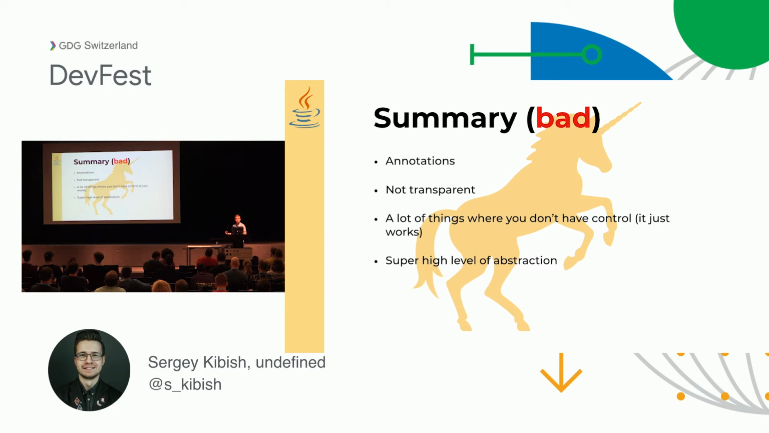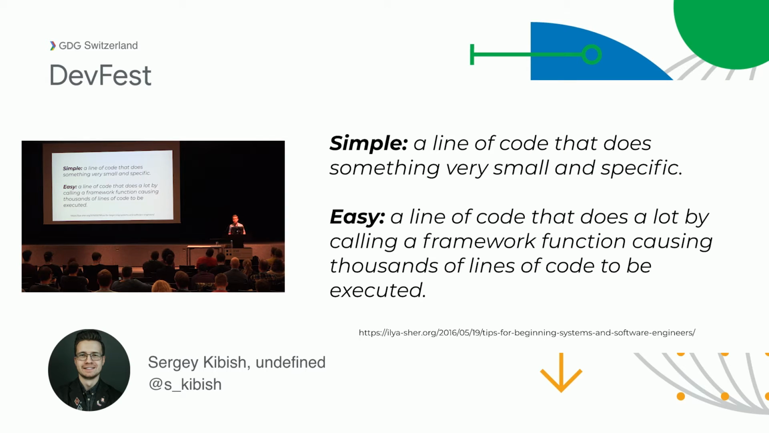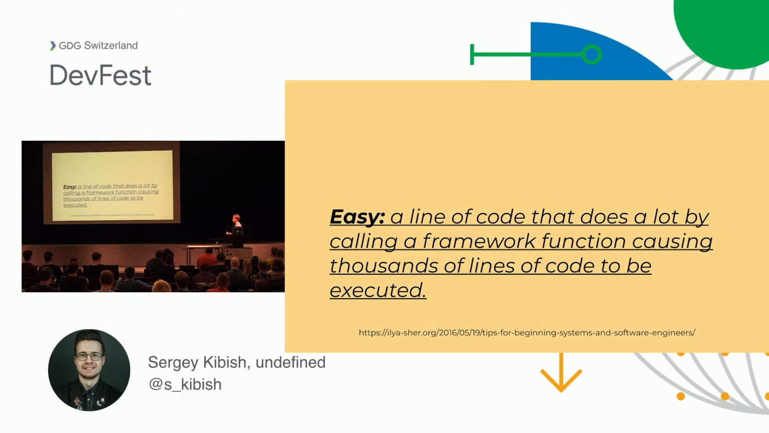I think the bad thing here, and what a lot of object-oriented programmers and developers like to do, is abstract things, and they start abstracting everything to a level that is too high. But it's easy, right? And there is a nice quote about what is simple and what is easy. Simple: a line of code that does something very small and specific. Easy: a line of code that does a lot by calling a framework function, causing thousands of lines of code to be executed. I think the majority of the current object-oriented programming way is about the second thing.